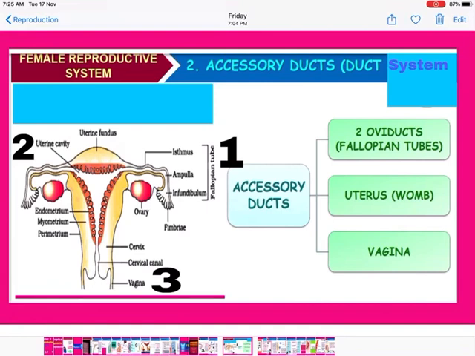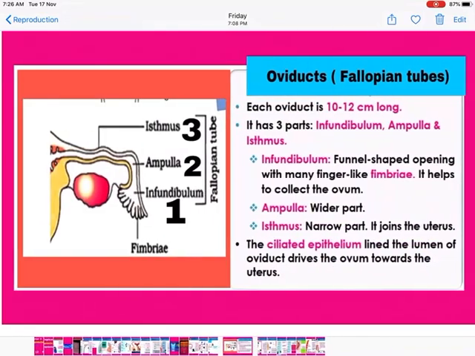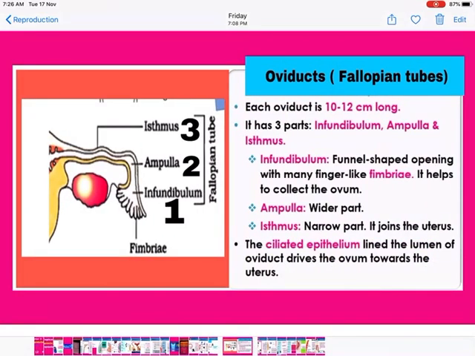See the accessory ducts. These are 2 oviducts or fallopian tube. See the diagram, labeling number 1. There is a uterus, labeling number 2, and there is a vagina, labeling number 3. Oviducts. See the diagram, each oviduct is 10 to 12 centimeter long and it has got 3 parts, 1, 2, 3. 1 is infundibulum, 2 is ampulla, 3 is isthmus.